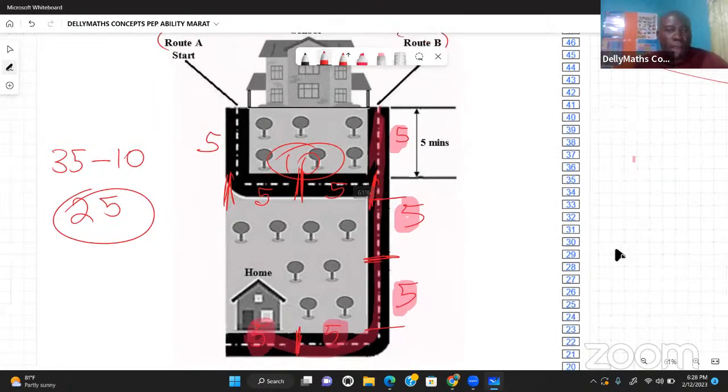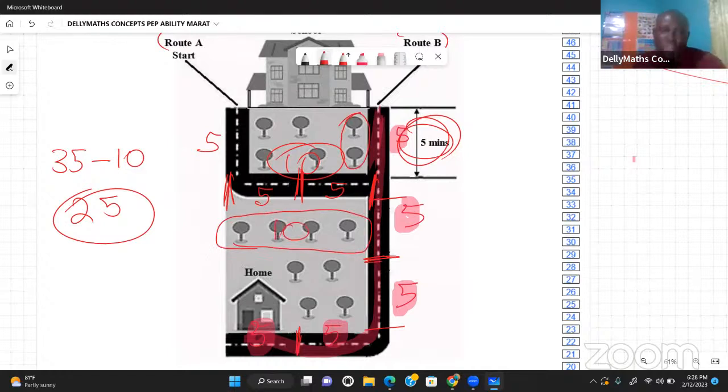You could even look at the number of trees. Look at this. If you look at 2 trees, it's equivalent to 5 minutes. And then along here is 4 trees, which would have given me 10 minutes to walk horizontally.